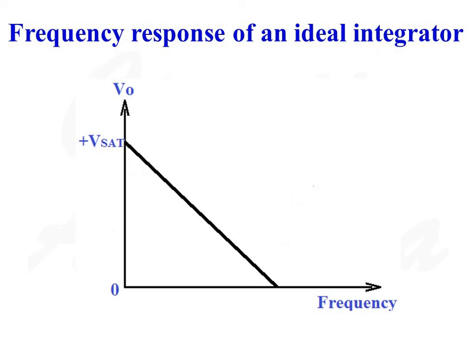This is the frequency response of an ideal integrator. Initially, when frequency of the input signal is equal to 0, or for DC signals, the output voltage is plus Vsat, assuming that input voltage is negative. And when frequency of the input signal is increased gradually, output voltage becomes 0.